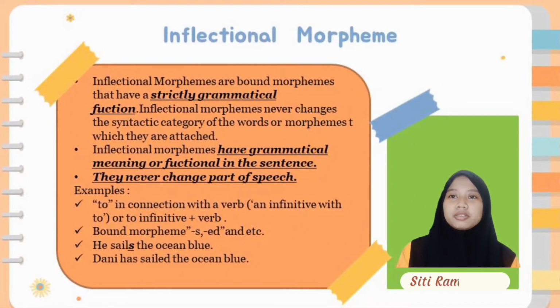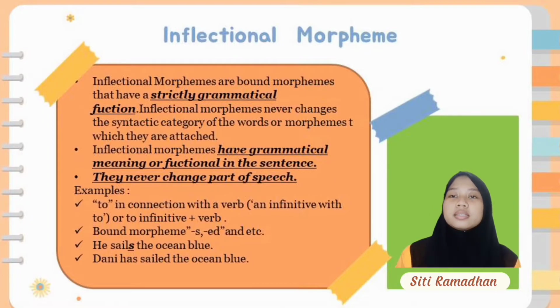The next material is inflectional morpheme. Inflectional morphemes are bound morphemes that have a strictly grammatical function. Inflectional morphemes never change the grammatical category of the words or morphemes to which they are attached. Inflectional morphemes have grammatical meaning or function in the sentence. They never change part of speech.